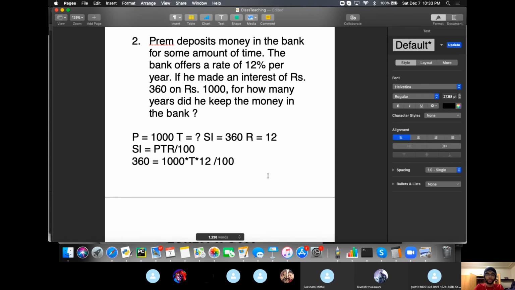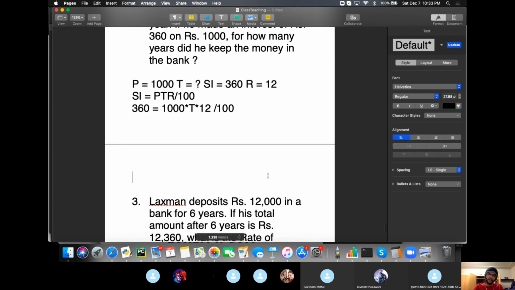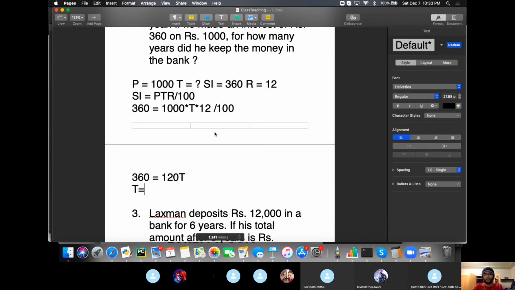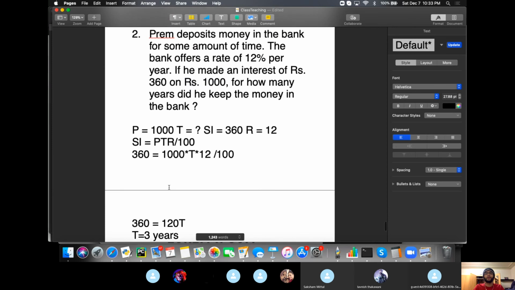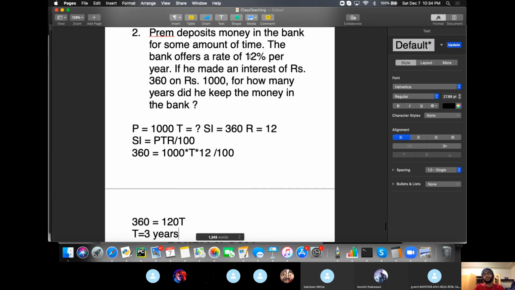So now what we could do is some simple arithmetic. We can calculate this here. 1000 times 12 is 12,000 divided by 100 is 120. So 360 becomes 120t. Therefore t will be equal to 3 years, because you guys know this simple algebra. You can just take 120 to the other side. So he kept the money in the bank for 3 years. We can quickly verify. If every year there is 12% interest, he's making 120 rupees every year. So 120, 120, 120. Therefore, the interest is 360 rupees.